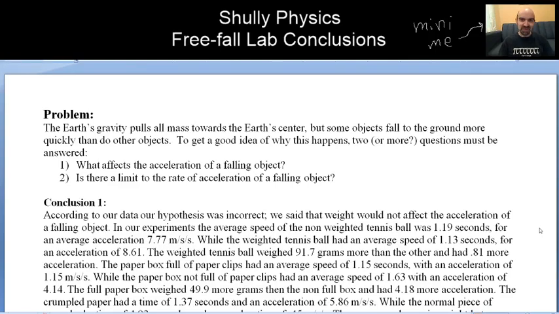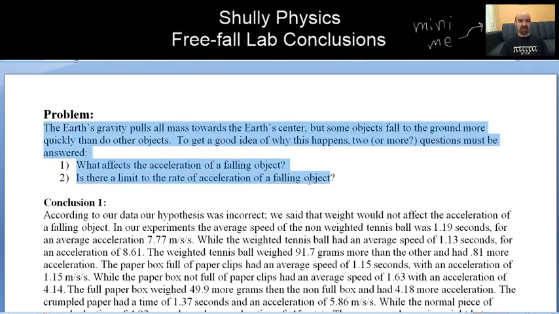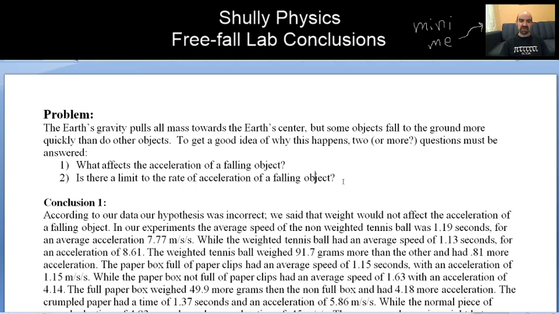Hi, in this session of Surely Physics, we're going to look at writing a free-fall lab conclusion. The prompt is given here at the top. We're mainly looking for what affects the acceleration of falling objects on Earth. We're going to follow it up with the second question: is there a limit to the rate of acceleration of a falling object?